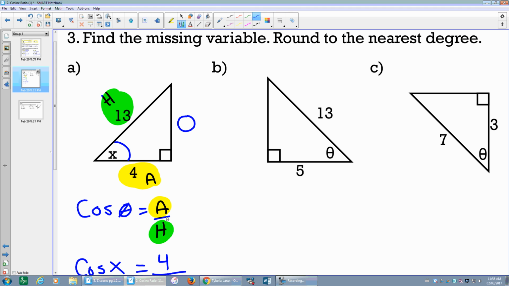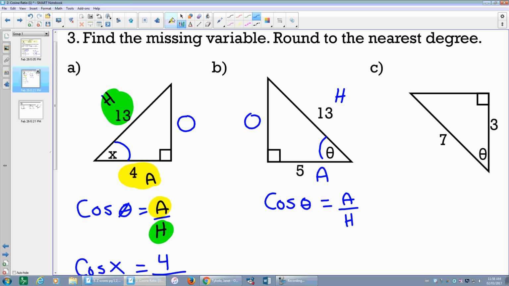Okay, going to my next example. You should have labeled this one again. My side opposite the 90 degree angle is my H. Here's my point of reference, so this is my opposite, which leaves this side to be my adjacent side. So I'll write my formula out here. Cos theta is equal to adjacent over hypotenuse, A over H.